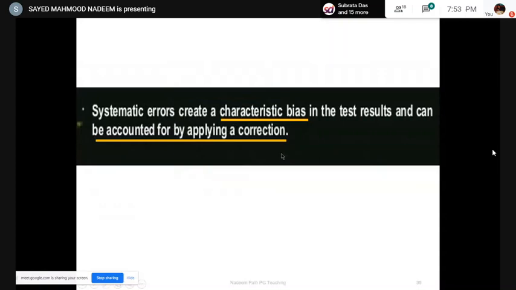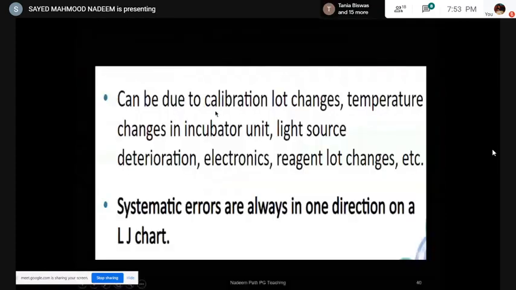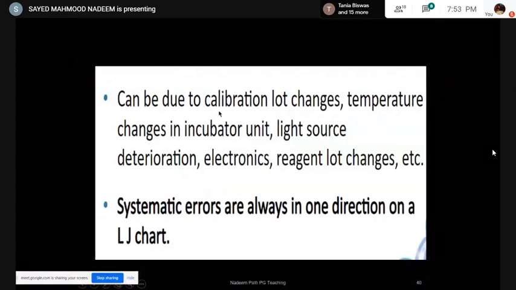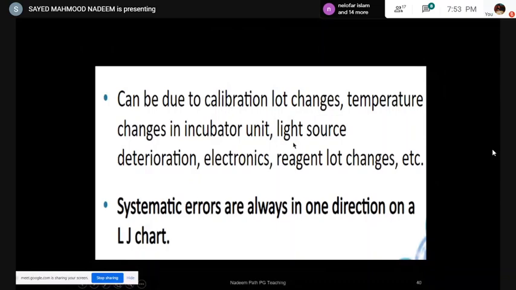Now the causes of systematic error can be calibration lot changes. You have changed the calibration lot, your calibration curve has changed, and then your control starts moving from one point to the other. If the temperature of your incubator unit has changed, of course your reaction has changed, so your results will change. If your light source is deteriorating over a period of time, you will see your results are either going up or going down.